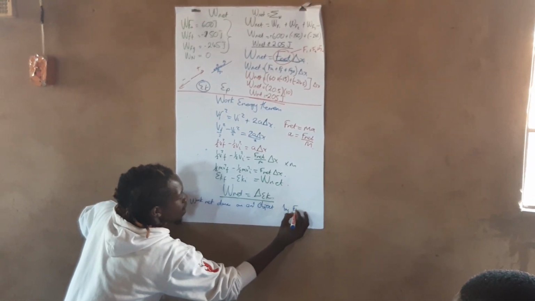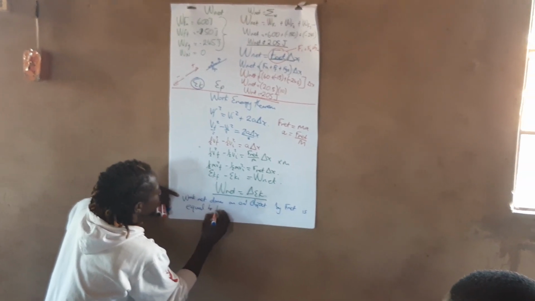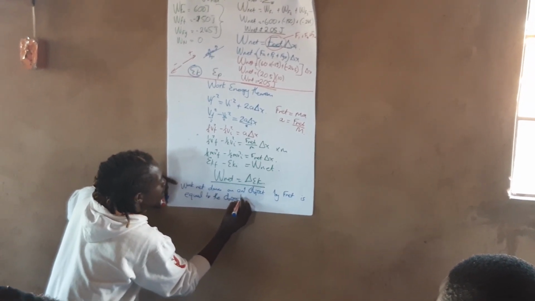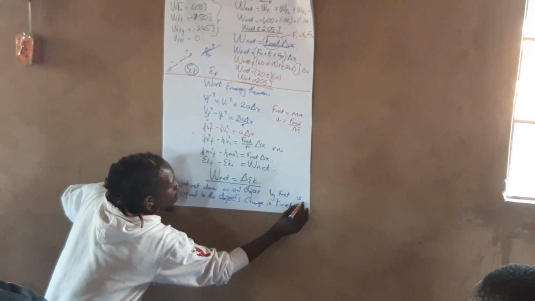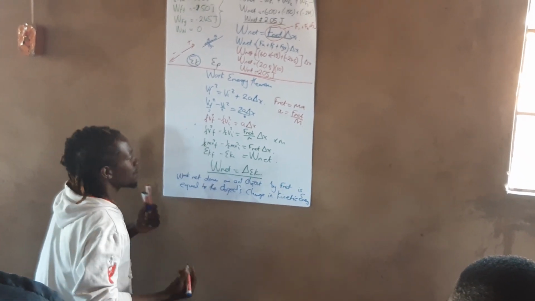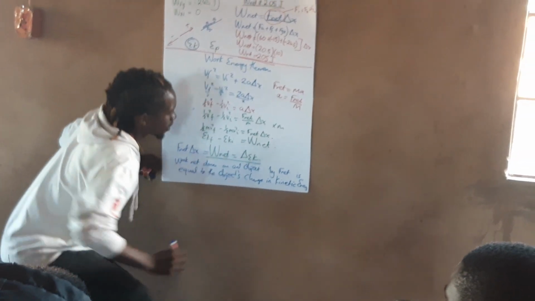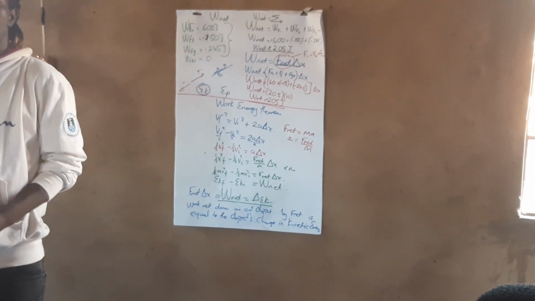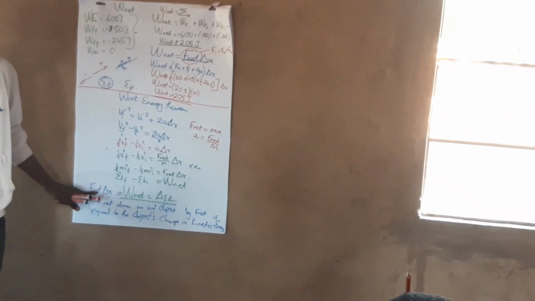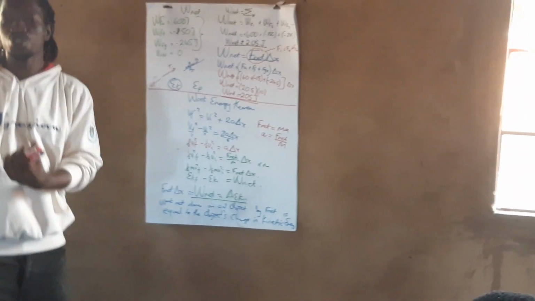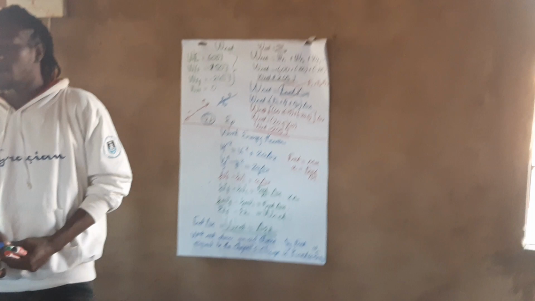by F net is equal to the object's change in kinetic energy. So what does it mean? Work net, we can also replace this by F net times change in x. So if you give energy to the object, velocity changes, right? If this work net is negative, the object will reduce its velocity. And if the work net is positive, it will add energy. Is it making sense?